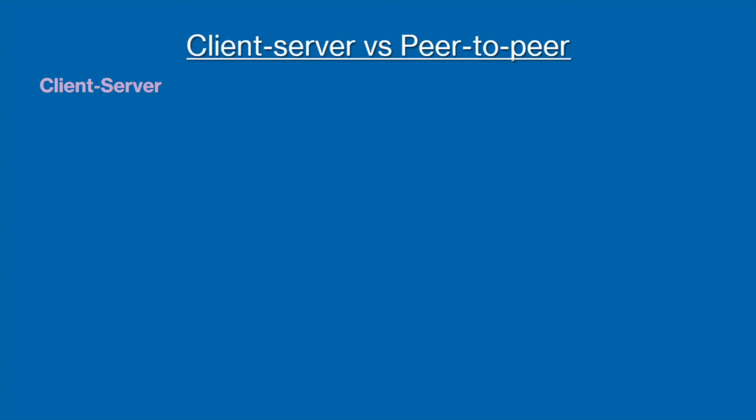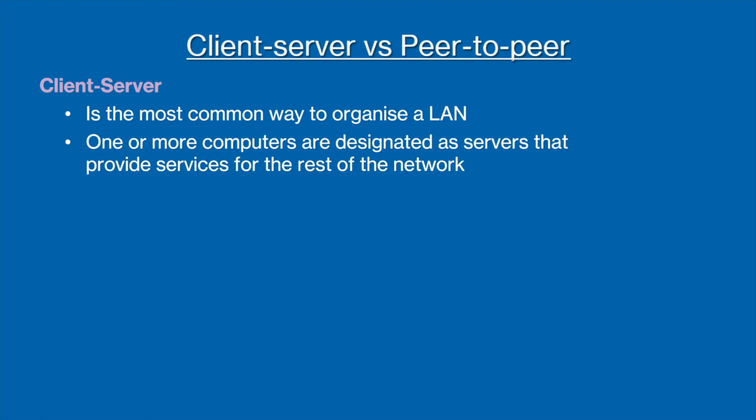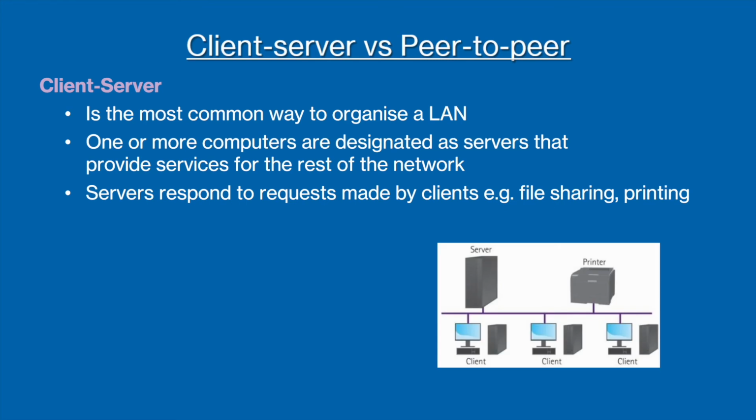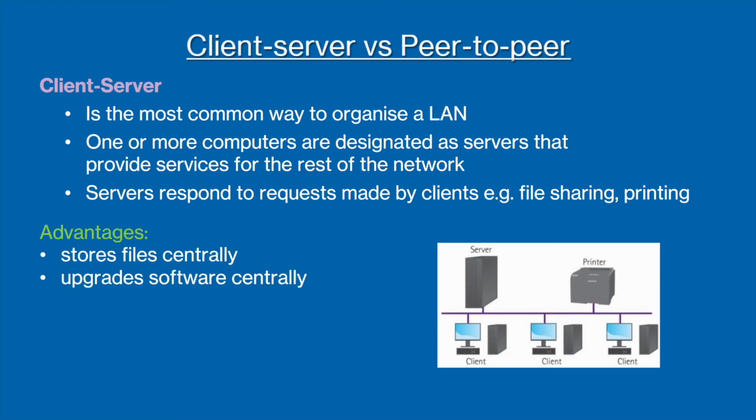Networks are generally classified as either client-server or peer-to-peer. Client-server networks are typically used to organize LANs. It is where one computer is a server that performs services and responds to requests made by clients. These services include file sharing, printing, granting Internet access, etc. The advantages of client-server networks include the fact that everything is done centrally, including the storing of files and the upgrades for ease of access and maintenance.